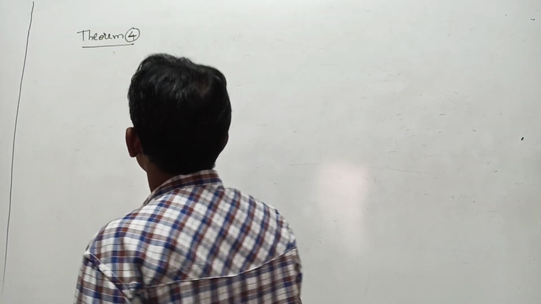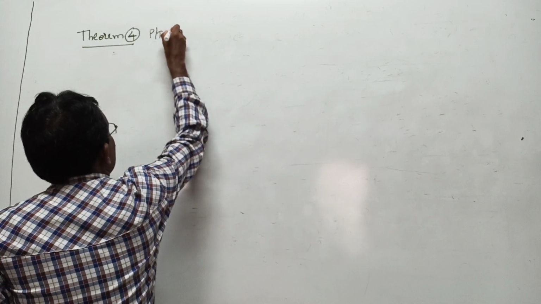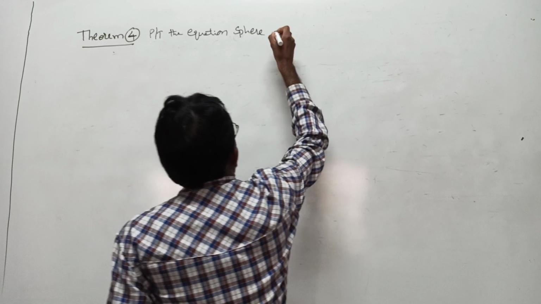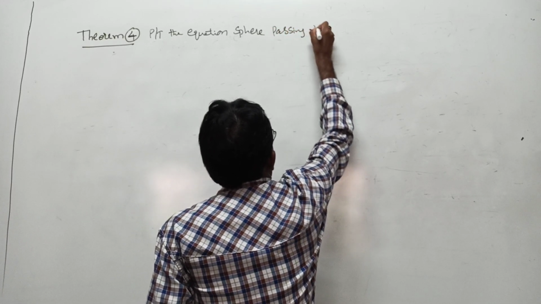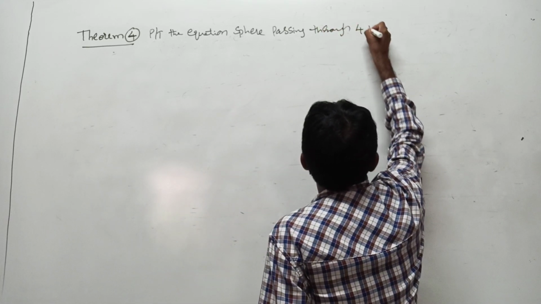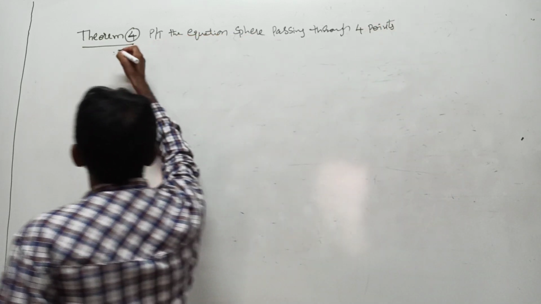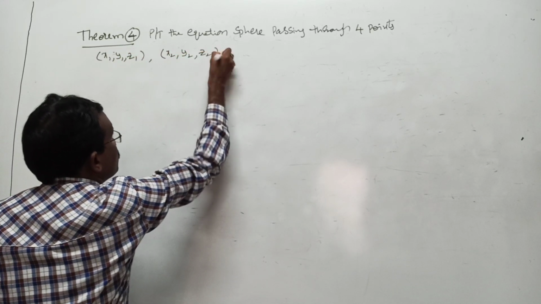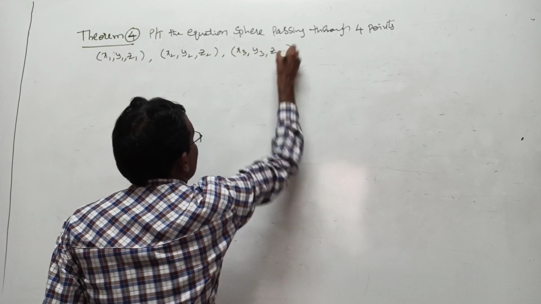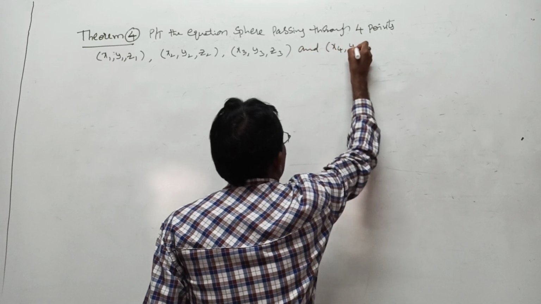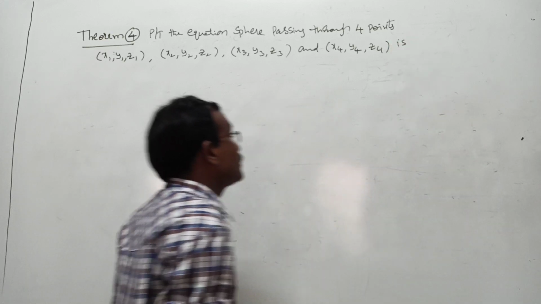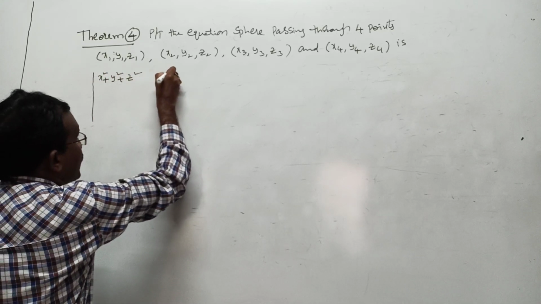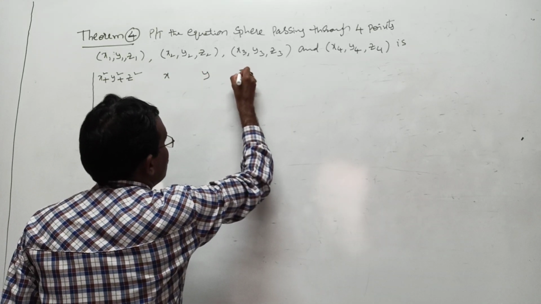Now let us see theorem number 4. Prove that the equation of the sphere passing through 4 points x1, y1, z1; x2, y2, z2; x3, y3, z3; and x4, y4, z4 is the matrix determinant with rows x square plus y square plus z square, x, y, z, 1.